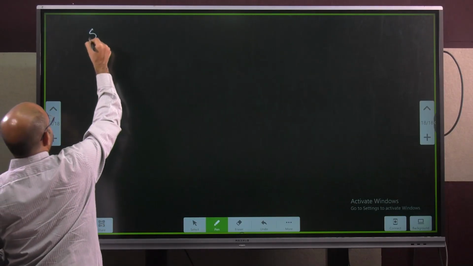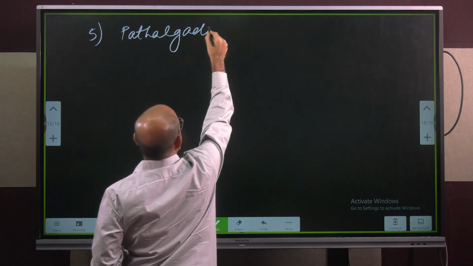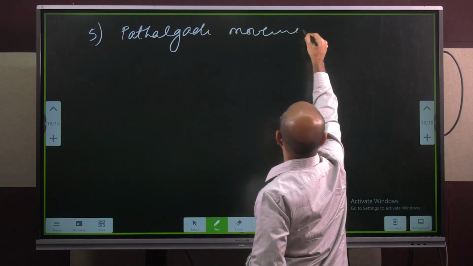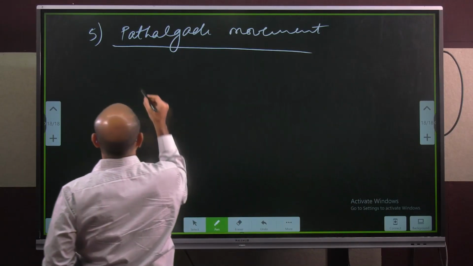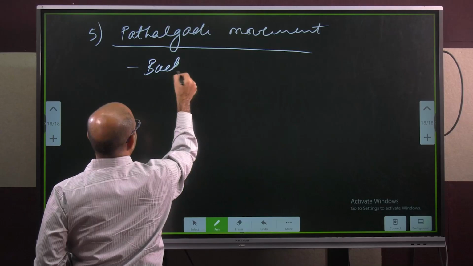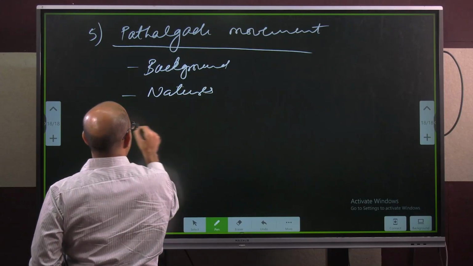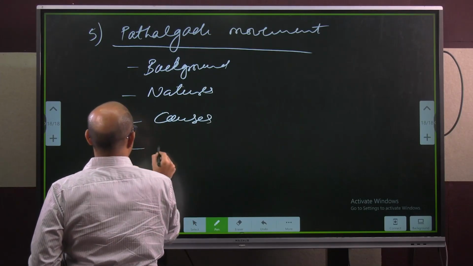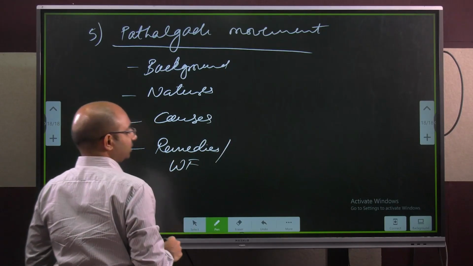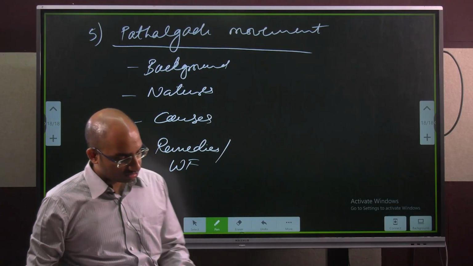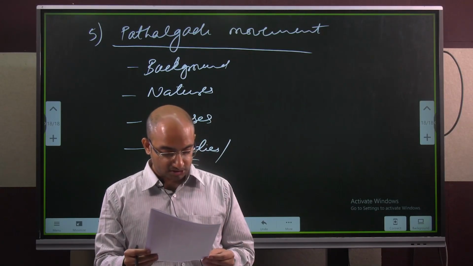Next question is the Pathalgadi movement. This is an example of a tribal movement. For any tribal movement, discuss the background, nature, causes, and remedies. What can be done to address this? So, the content is not new. I shared the entire article on the Pathalgadi movement on the group. In fact, this article was written by Virginius Xaxa himself.